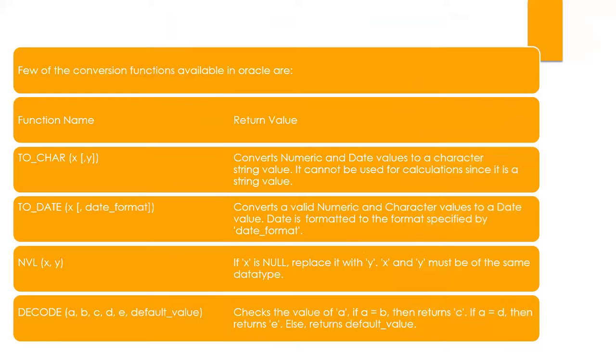Next, decode A, comma, B, comma, C, comma, D, comma, E, comma, default value. So check the value with A. If A equals B, then return C. If A equals D, then return E. Else, the default value.